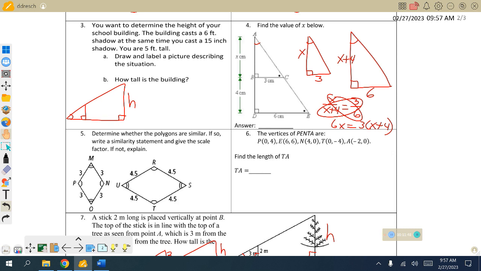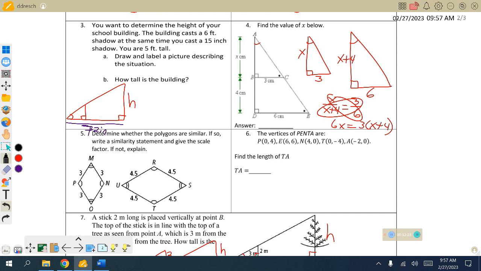Unless you're nice with fractions, which kind of depends. I would take those 6 feet over to inches. So we got the height. The building is casting a 6-foot long shadow, which is going to change me over to feet. 6 feet times 12 is going to be 72 inches. And that is that entire base right there.